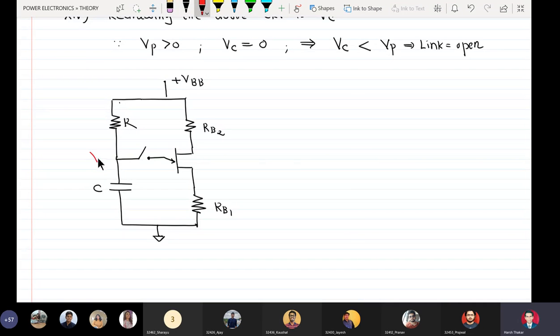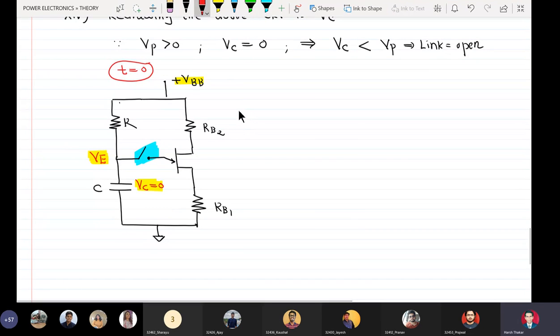Fine. So this is the condition at t equal to 0. VBB is applied. The capacitor potential is equal to 0, so the emitter voltage is also equal to 0, and the peak voltage is greater than 0. So the link is open. Please note that this link is open, so R and C come in series. So the capacitor will start charging from 0 volts towards VBB.